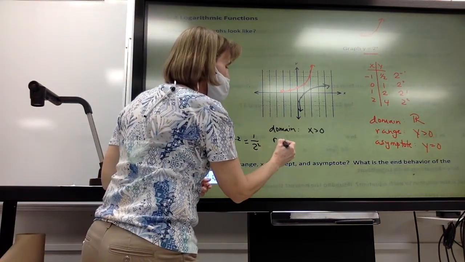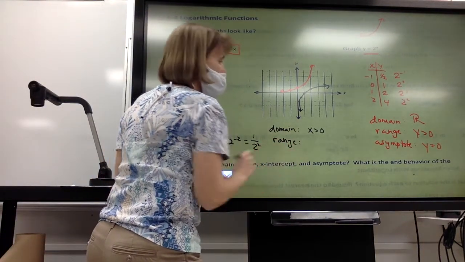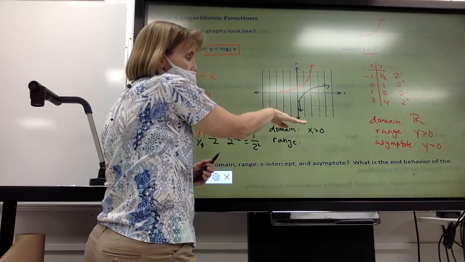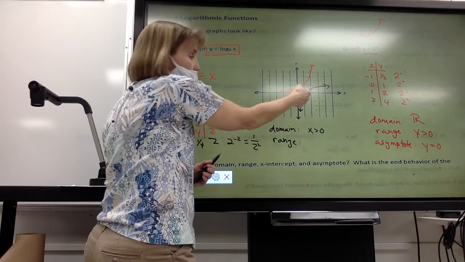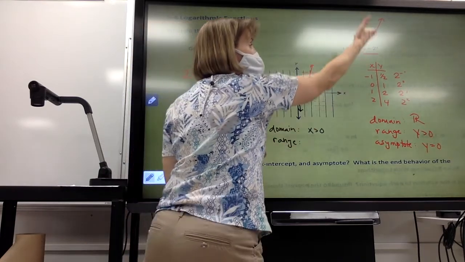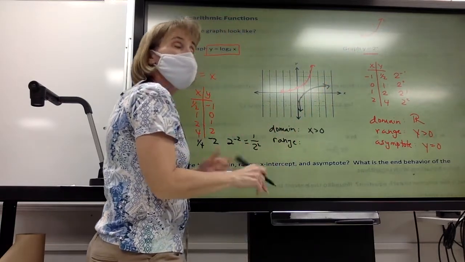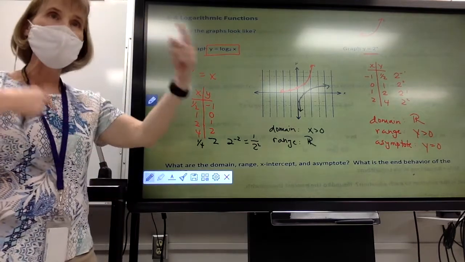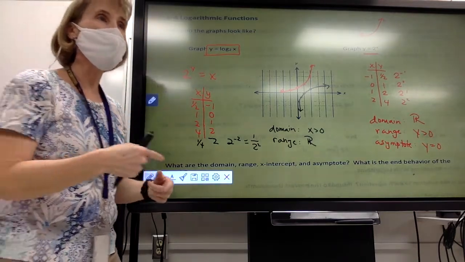How about the range? That's this way. So do we have negative values included? Yep, these y values are going to keep getting more and more negative. These y values are going to keep going up as they go out. Yeah. So all real numbers. So it's basically just the opposite. It's going to switch. Everything's going to switch.